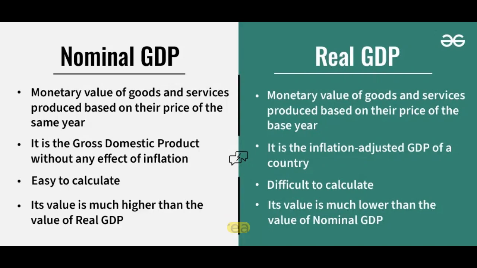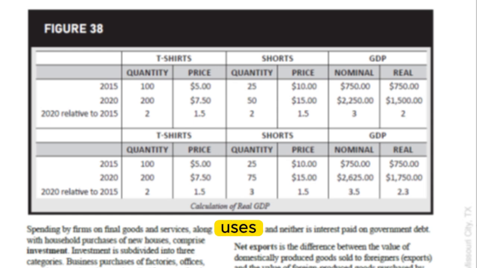Exactly. That's why we need real GDP. It adjusts for inflation, using prices from a base year. Figure 38 uses a simplified example to show how real GDP isolates changes in output from changes in prices. So it's like removing that magnifying glass of inflation to see the true size of the economy. Real GDP gives us a clearer picture of how much we're actually producing. Precisely, and that's why economists really focus on real GDP when they're analyzing economic growth trends.